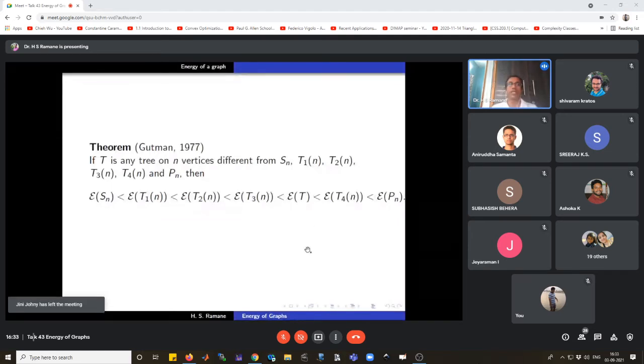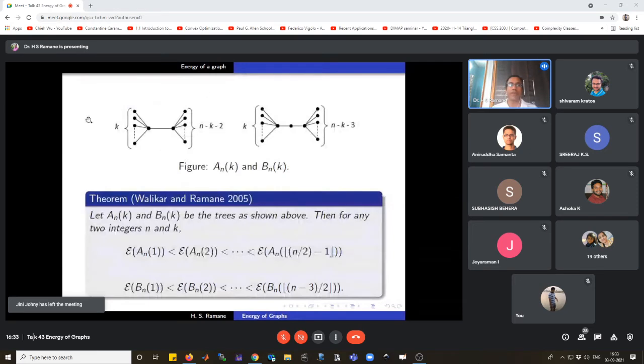Similarly, take another two trees, A_{n,k} and B_{n,k}. A_{n,k} is this double star. On this side there are k points, and on the other side n minus k minus 2 points. In total it is n points. Similarly, for this other tree, here k points, and here n minus k minus something. Then see, if you go on increasing the value of k, first take 1 point here, then 2 points, and then 3 points, up to n/2 minus 1, the energy of the trees goes on decreasing. That is, energy of A_{n,1} is less than energy of A_{n,2}, and so on, up to energy of A_{n,n/2-1}.